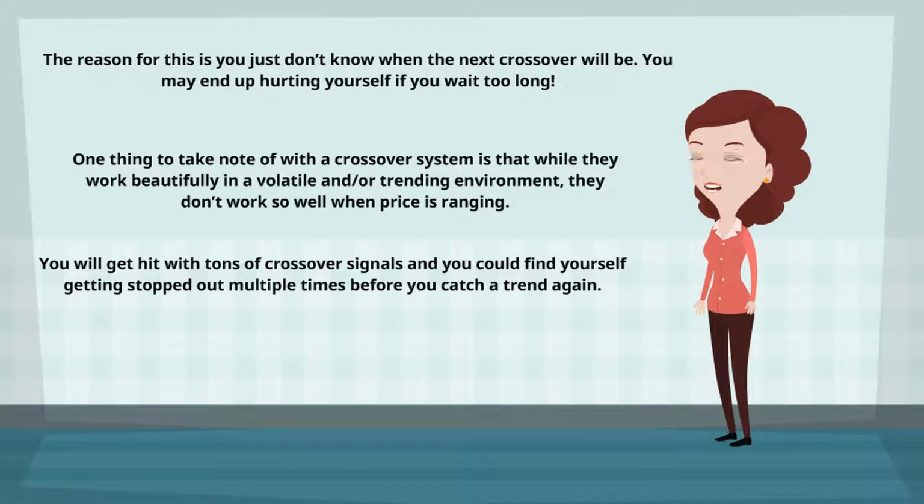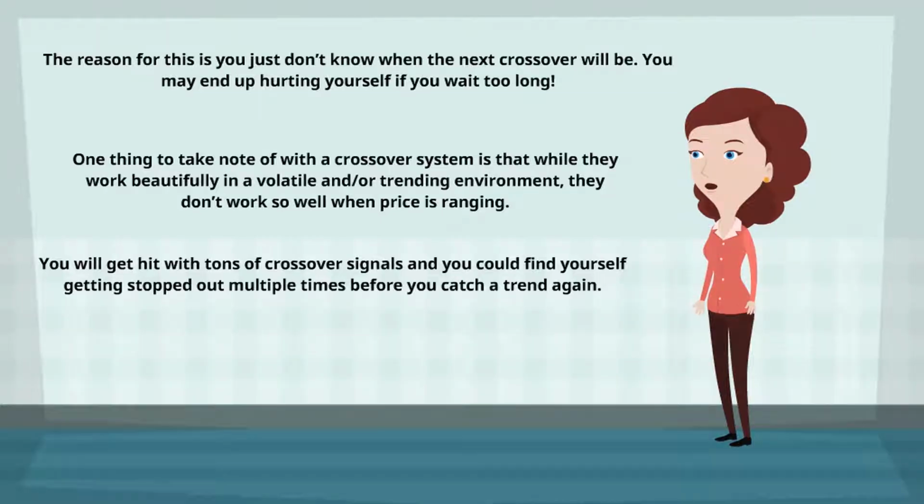One thing to take note of with the crossover system is that while they work beautifully in a volatile and/or trending environment, they don't work so well when price is ranging. You will get hit with tons of crossover signals and you could find yourself getting stopped out multiple times before you catch a trend again.